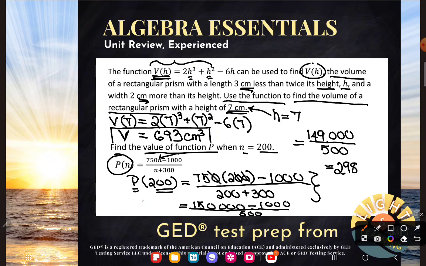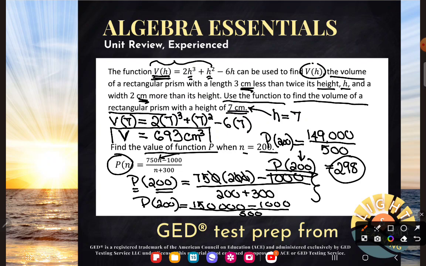Now, if I was being a good girl, keeping my left-hand side all the way around like I should have, you would see that your final answer is p of 200 is equal to 298. And remember, that's not multiplying to do. That just means when I plug in 200, the function value equals 298. So that is what you guys think of as the answer.